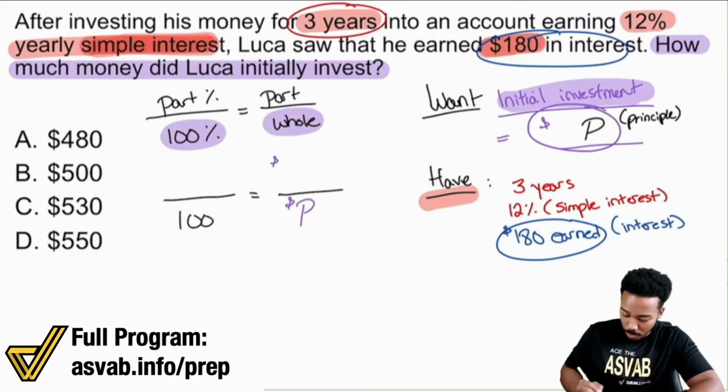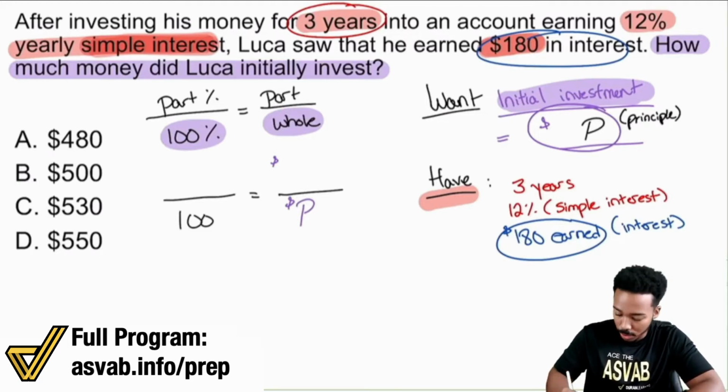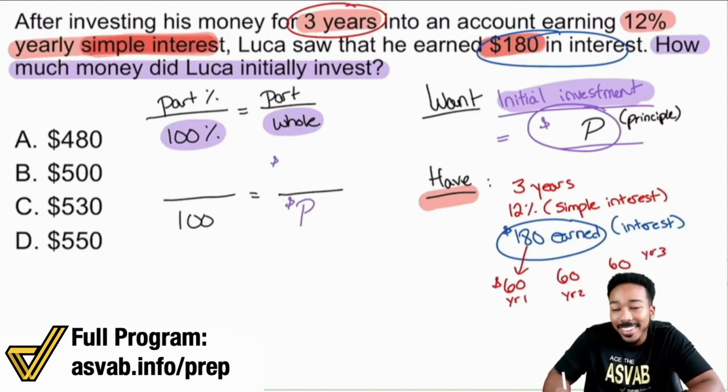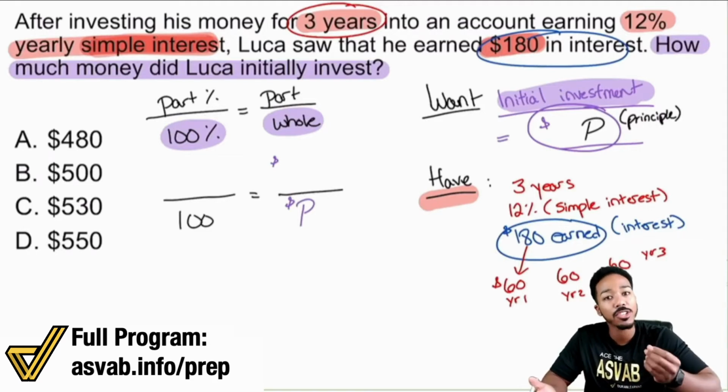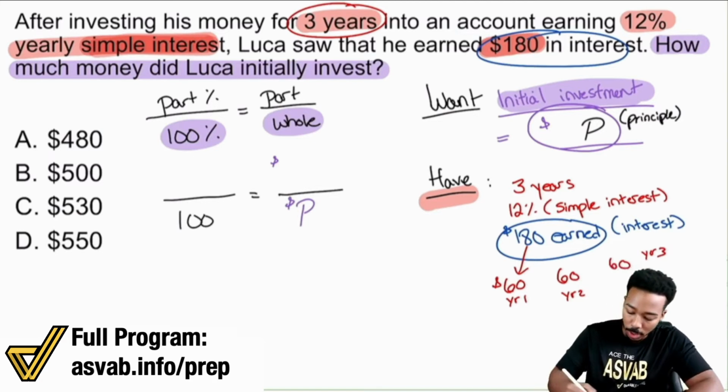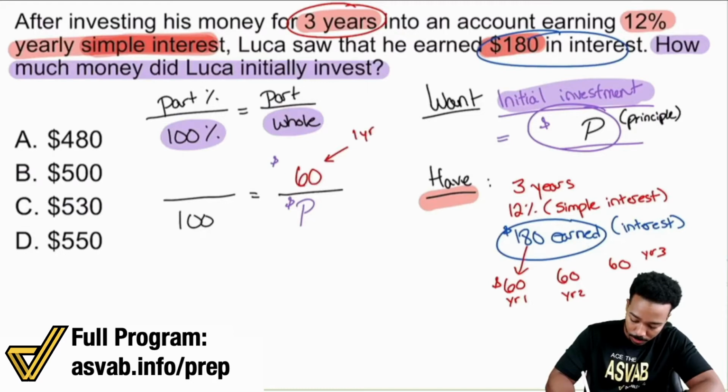Cool. So what I'm going to do is say, hey, look, if that's 180, that's 60 for year 1, 60 for year 2, and 60 for year 3. I know, my big old head's in the way. But that's what I'm saying here. It's 60, 60, and 60 because 60 times 3 is 180, and you earn the same every year. So that's why they're the same. So I can just go ahead and put right here, $60, and that's going to be 1 year of interest.